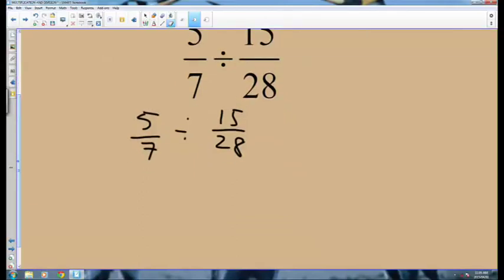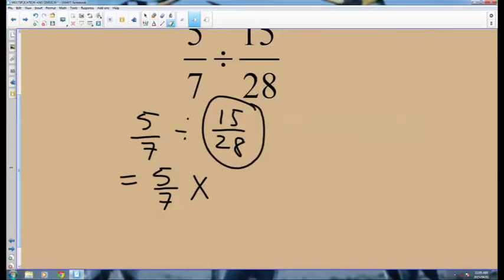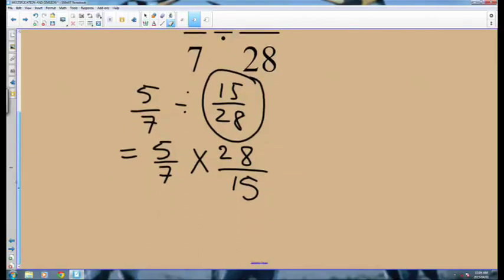Right. Now, we are dividing. The principle says when you are dividing, you change the division sign into multiplication, and then you invert whatever comes after the division sign. So this will be 5 over 7 times. We now change the division sign to multiplication. So it will be times. And then invert this part. This is 15 over 28. And then when we invert this 15 over 28, it will be 28 over 15. This is how we have to work it out.